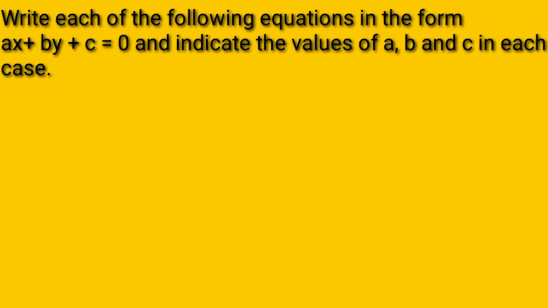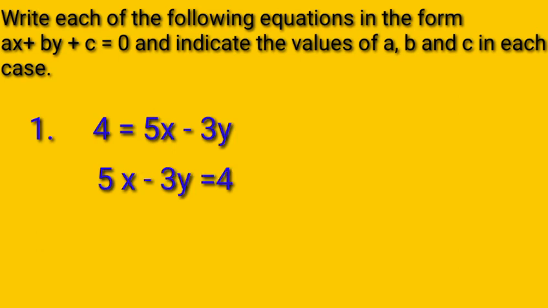Okay, we can look at one question. 4 is equal to 5x minus 3y. First you have to write it in the form ax plus by plus c is equal to 0. Look, the x term should be first. Here it is 5x, so we can arrange it. We can write this as 5x minus 3y is equal to 4. Then 4 is a constant there. Take that 4 to the left side. So it becomes 5x minus 3y minus 4 is equal to 0.